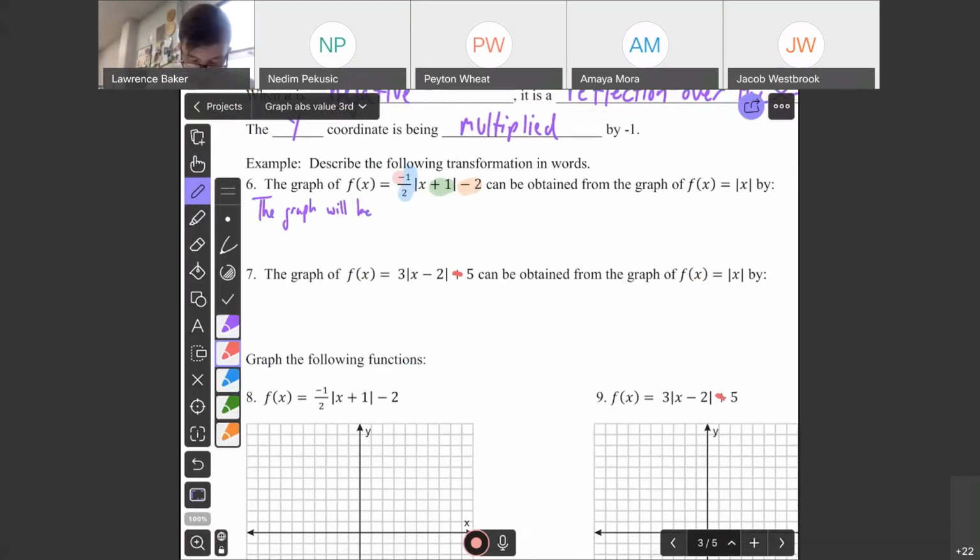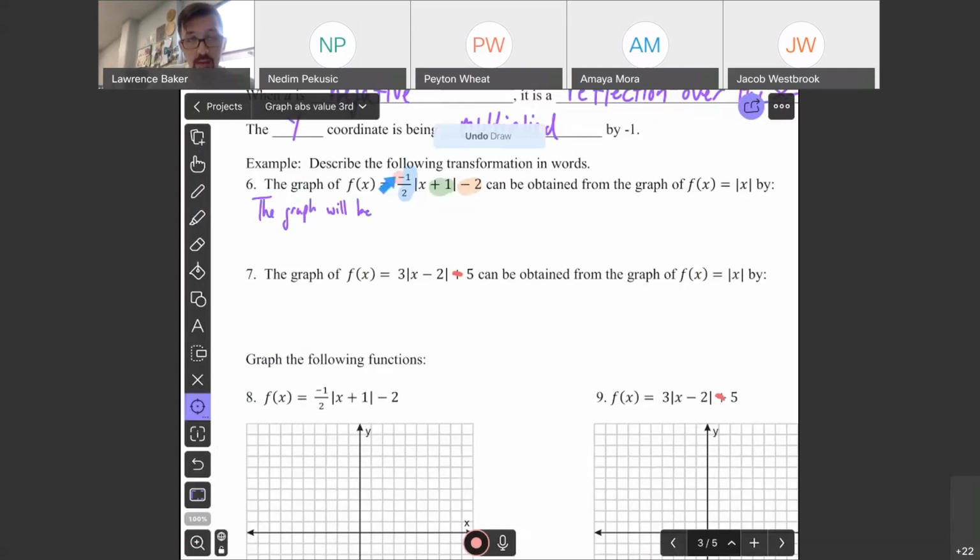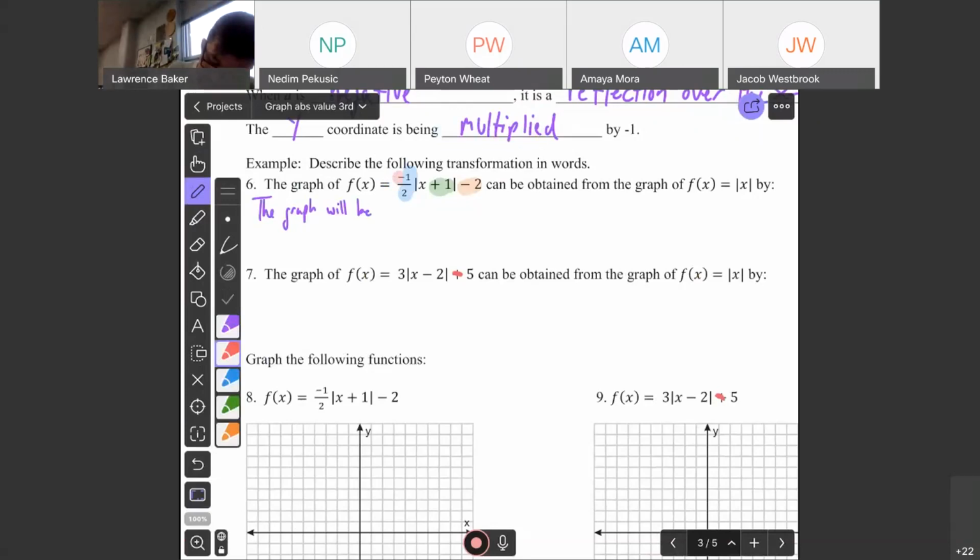And so a negative causes a reflection. Just talking about the negative, that causes a reflection over the x-axis. So the graph will be reflected. And then I'm going to talk about the half. Since that's between 0 and 1, that's a compression. So you could say vertically compressed or compressed vertically.